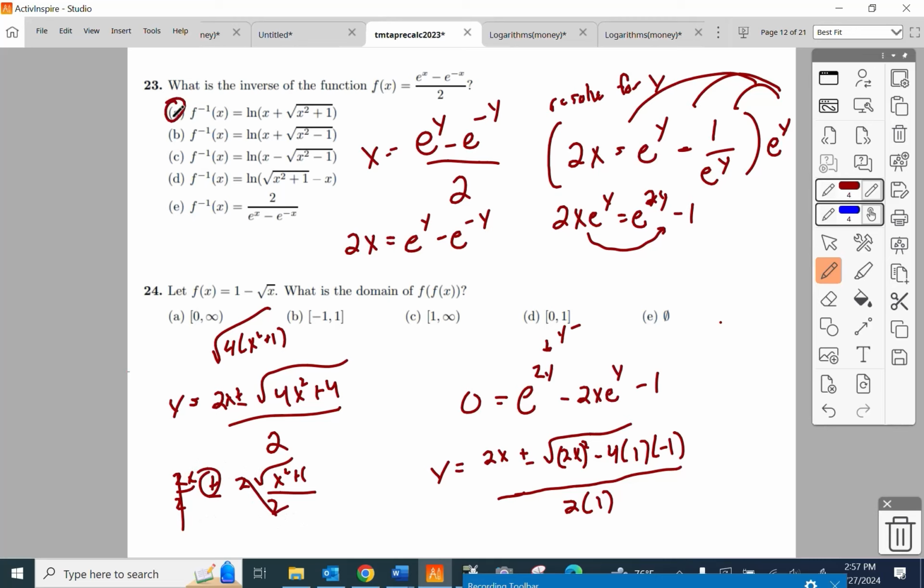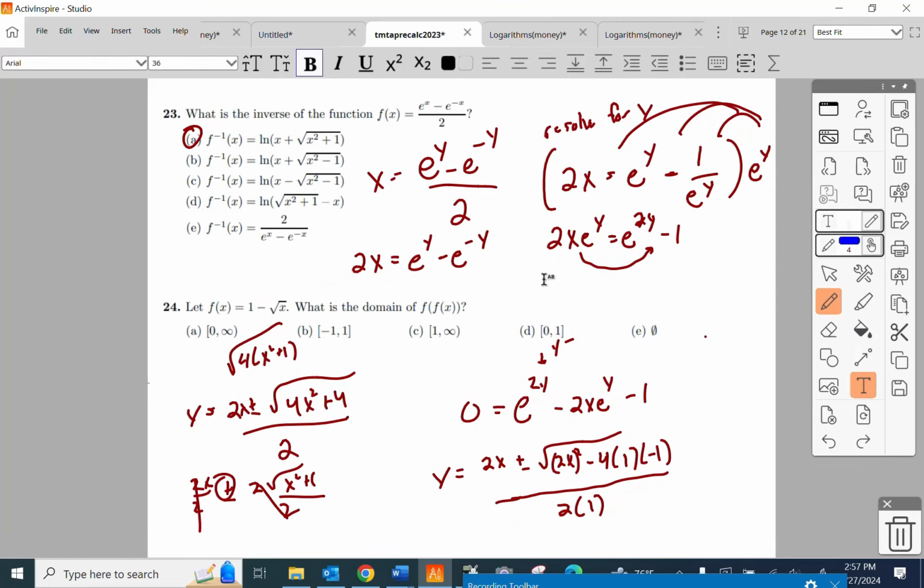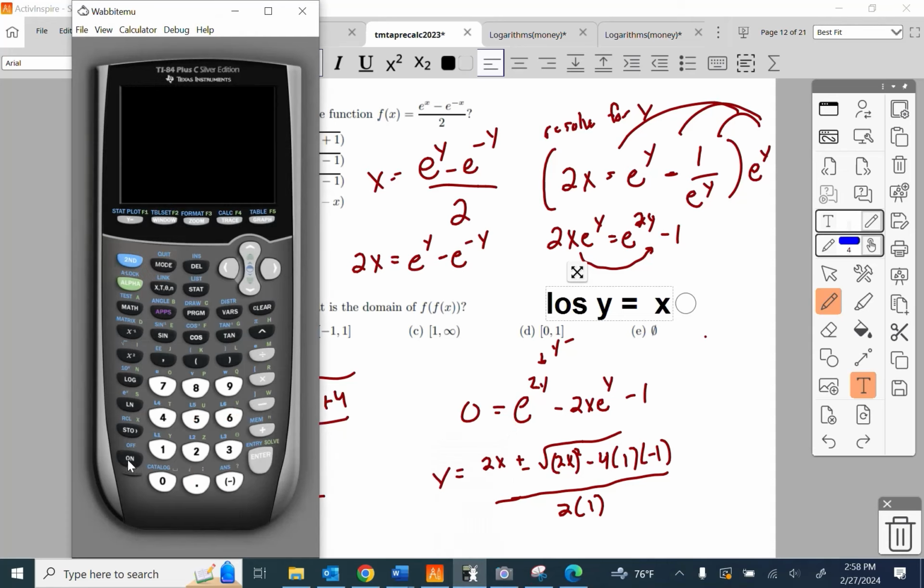Now I am going to check this on a TI-84. You may or may not remember, but I said the line of symmetry is y equals x. And if I'm not right, I'm just going to have to take another look at this thing and see where I screwed up.